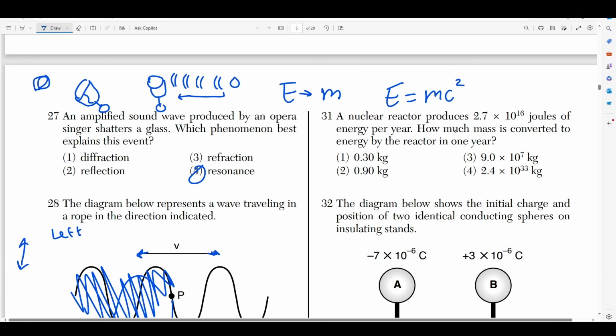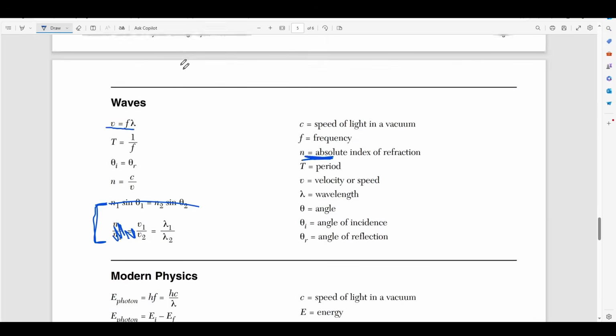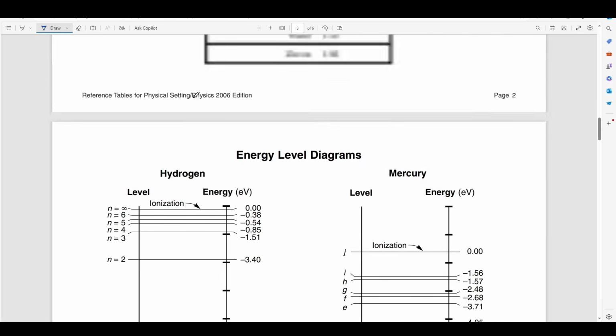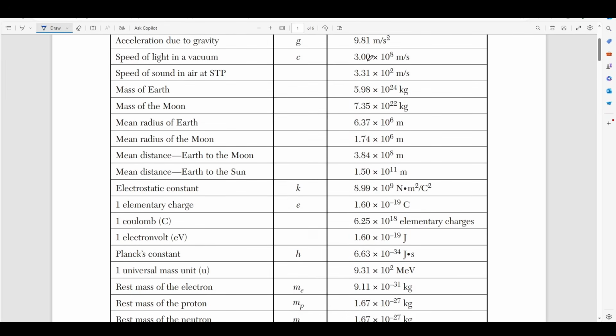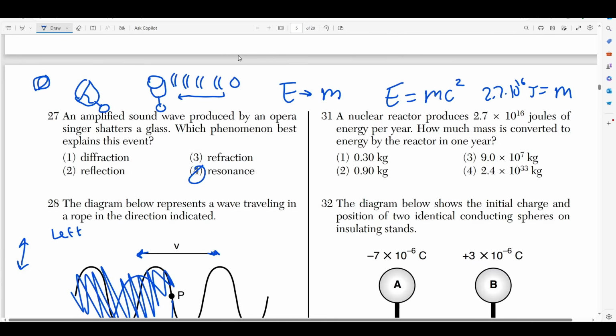It's saying that it produces 2.7 times 10 to the 16 joules of energy. So 2.7 times 10 to the 16 joules is equal to how much mass times the speed of light squared. If you don't know what the speed of light is, you don't need to know it because it's on your reference table. It's represented as c. Speed of light in a vacuum, it's 3.00 times 10 to the 8th. So times 3 times 10 to the 8, and this is squared. So if you divide 2.7 times 10 to the 16 by 3 times 10 to the 8th squared, you get your mass. And the answer to this problem is going to be choice 1.